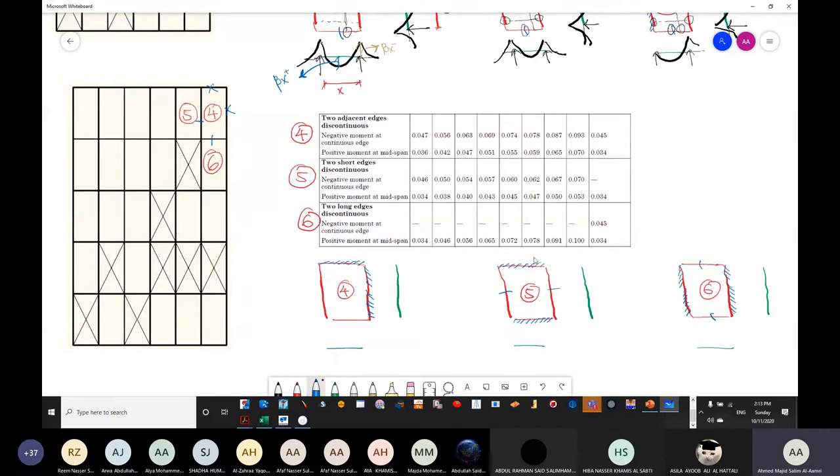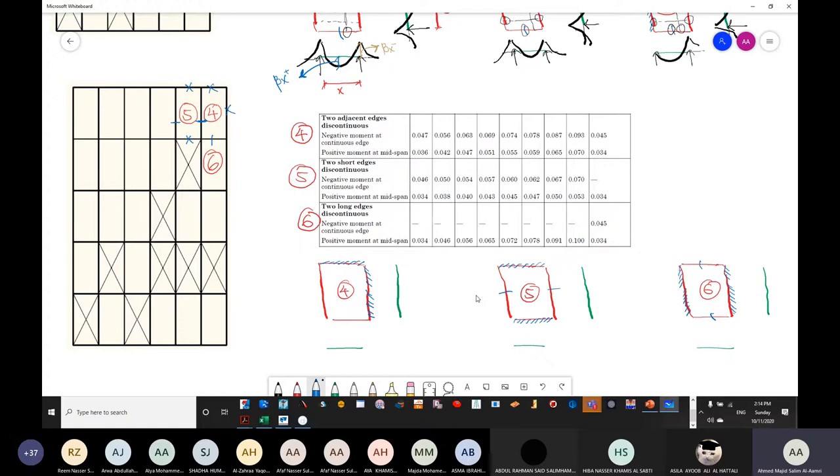Case number five, it says for us two short edges discontinuous. Now if I see for five, this is continuous from this side, continuous from the long, okay, but one short is discontinuous, and another short is discontinuous. So if I try to draw it, I'll draw it in this way. It means discontinuous from here, discontinuous from here, continuous and then continuous.